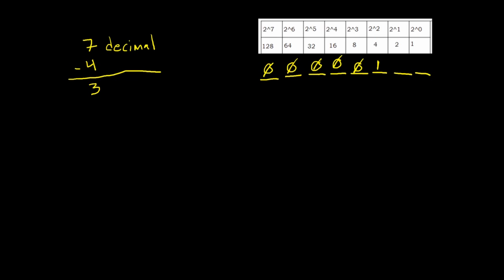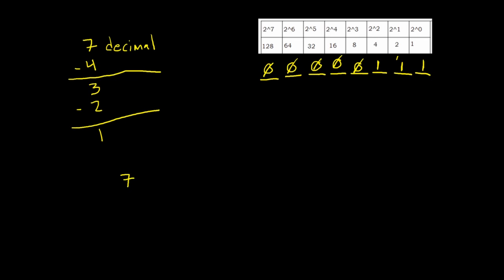This leaves us with 3. Now, can 2 go into 3? Of course it can, so we're going to put a 1 here. We have now added a 2. This leaves us with 1. And our last number is 1.